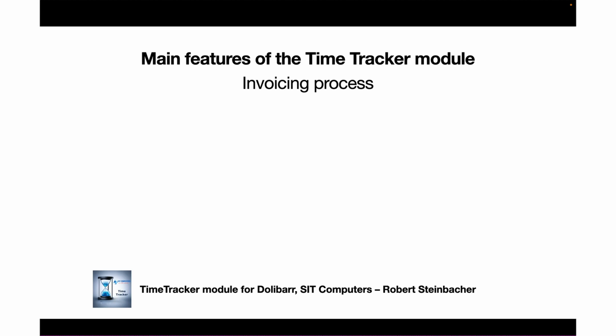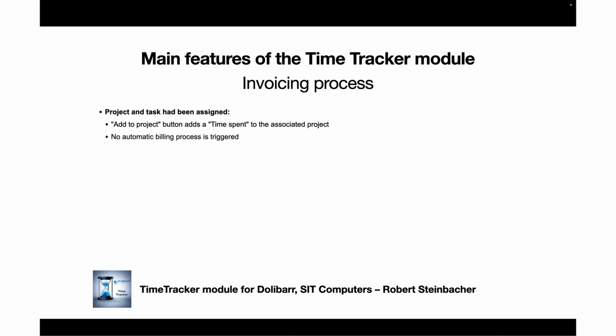So let's get to the summary of the invoicing process. There are two cases. In case the project and the task have been assigned, there is an add to project button that adds the time spent to the associated project. That can be done by the user who performed the work for that project. There's no automatic billing process triggered by that, but afterward, during the invoicing for the project as a whole, this time tracking data can be used.